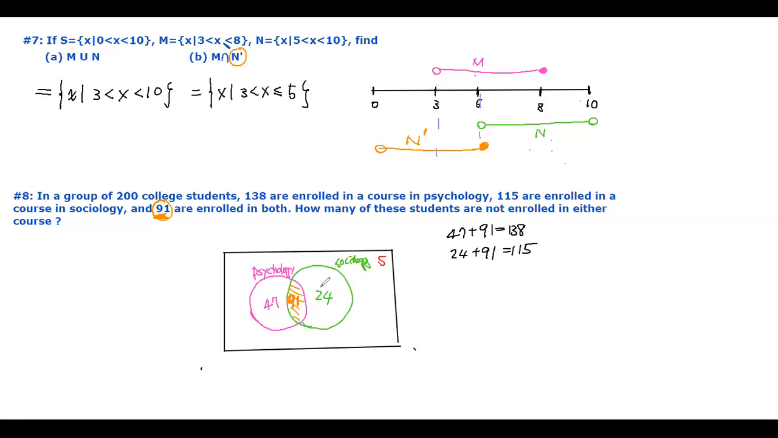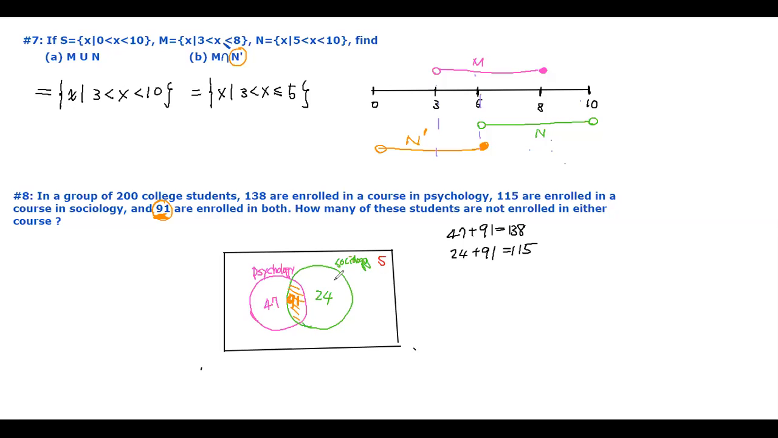But the way I color it, what does 24 mean? 24 really means the students who take only sociology. Then the 47 is what? It is the students who take only psychology here, right? But then if you combine, we have 138 taking psychology, but 91 of them also take sociology here.